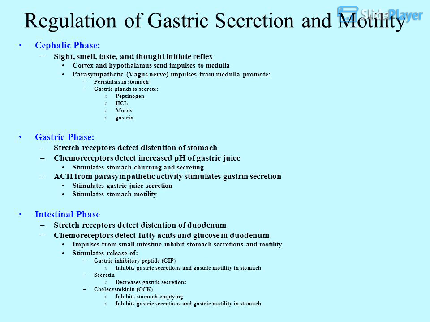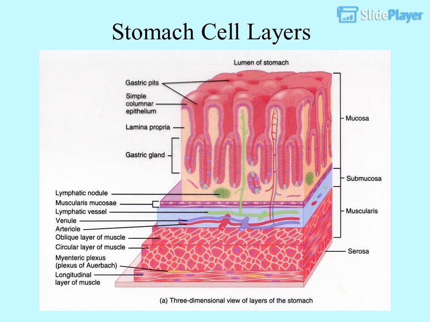Intestinal phase. Stretch receptors detect distension of the duodenum. Chemoreceptors detect fatty acids and glucose in the duodenum. Impulses from the small intestine inhibit stomach secretions and motility. This stimulates release of gastric inhibitory peptide, GIP, which inhibits gastric secretions and gastric motility in the stomach. Secretin decreases gastric secretions. Cholecystokinin, CCK, inhibits stomach emptying. Stomach cell layers.